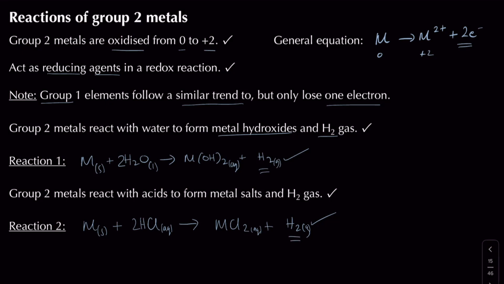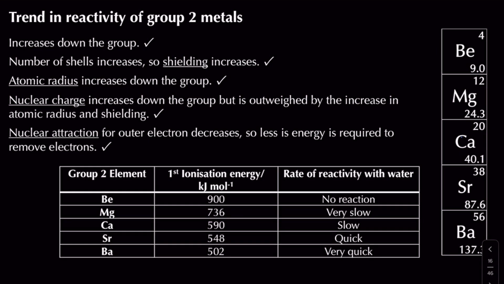So you've got a very similar reaction to what you've done in module 2 for a group 2 metal or any metal reacting with an acid. Moving on, if we were to look at the rate of reaction, then what actually impacts the rate of reaction? Well, it's going to be the ionization energy. It is going to be the first and second ionization energy, but we can just focus on the first ionization energy to make things easier.